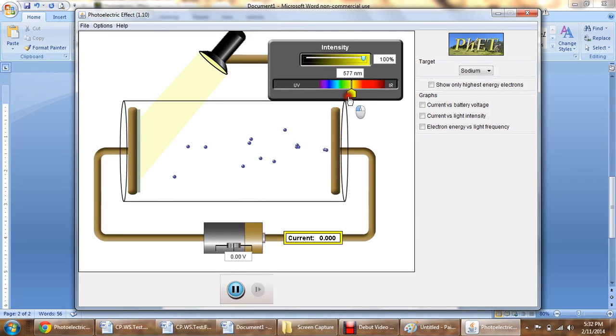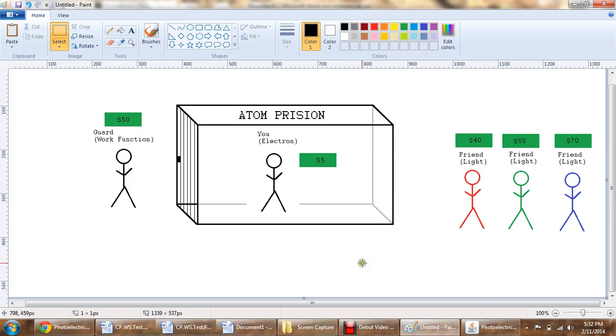Notice too, as I dial this down into some greens, the electrons are moving very, very slowly. Yes, they had enough energy to break free, but they really didn't have that much energy. When I get into the purples, you can see they're moving very, very quickly. Let's make an analogy. In this analogy, you are the electron.